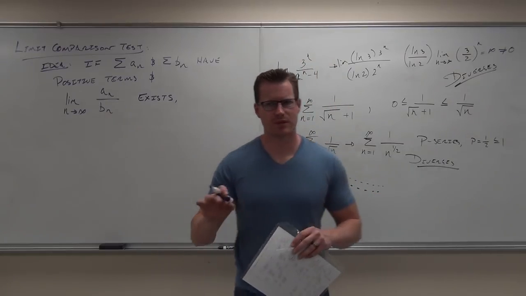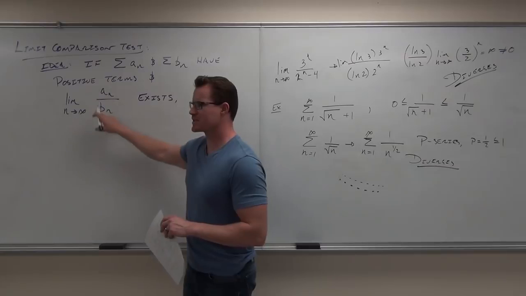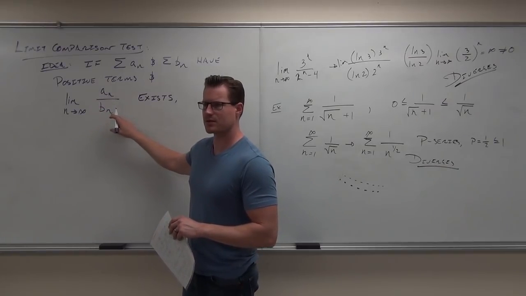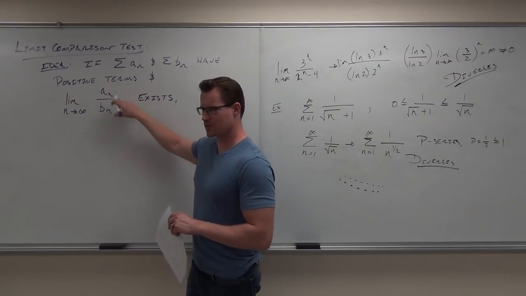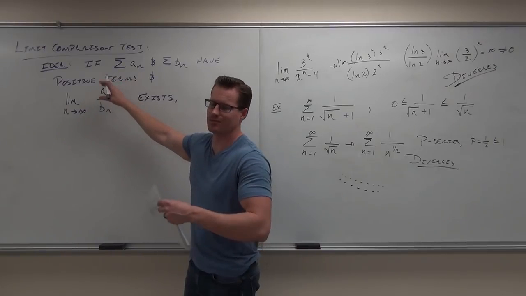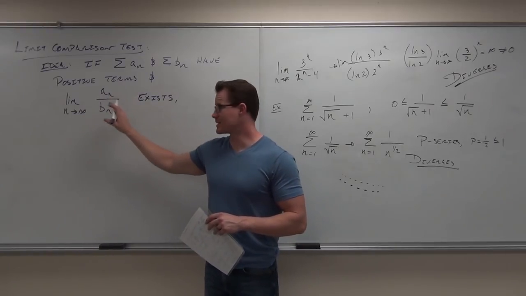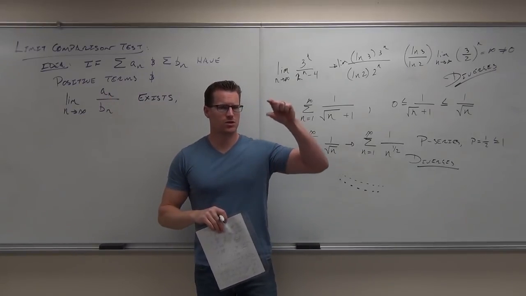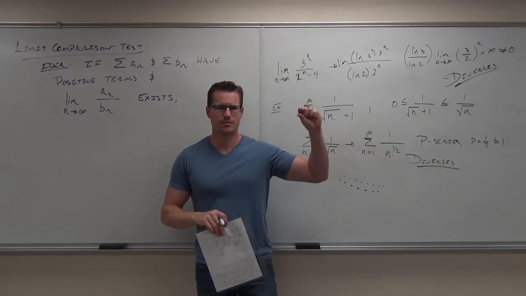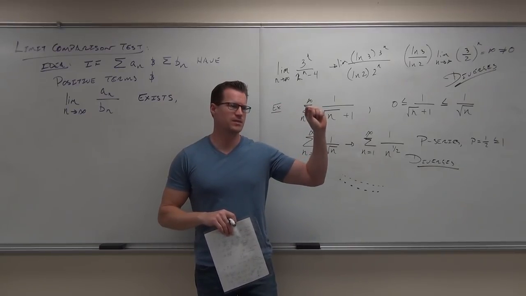You could probably think of it this way. If this limit exists, think about this. This is a ratio of the terms of one series over the terms of another. If the limit exists at some point as n approaches infinity, that means that those terms are so close together that it doesn't really matter. Does that make sense to you?